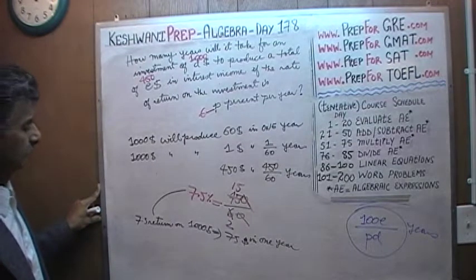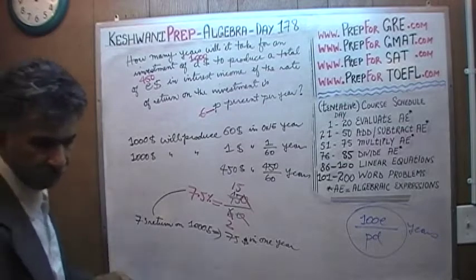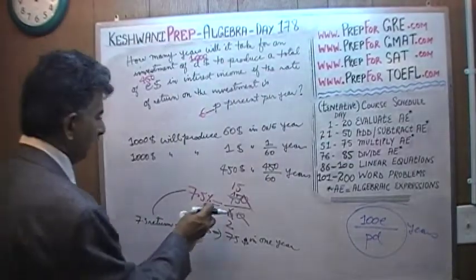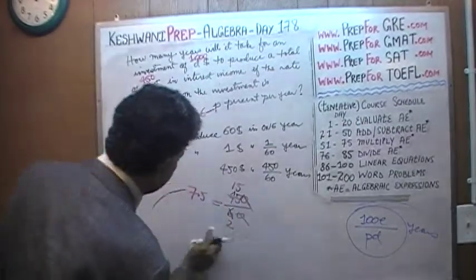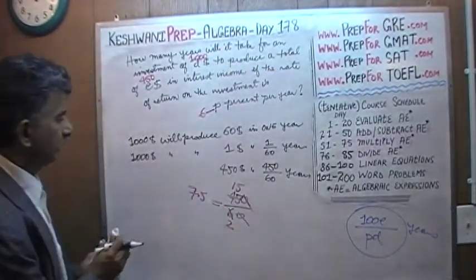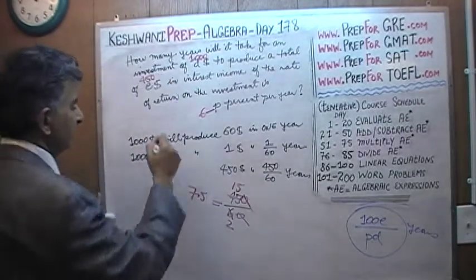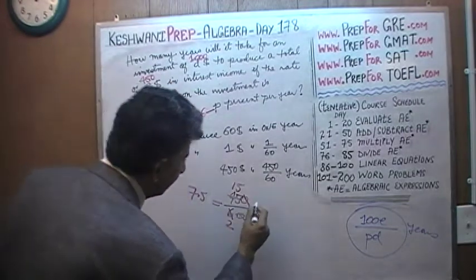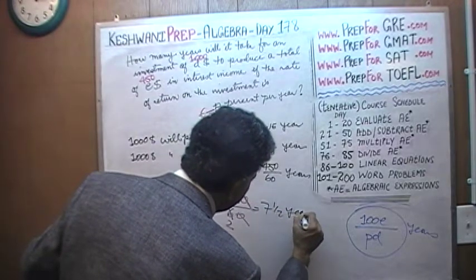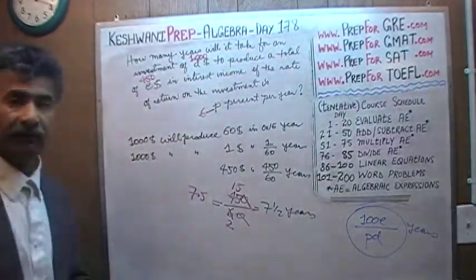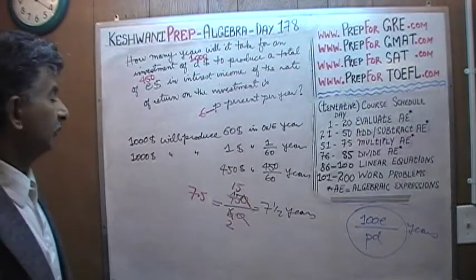Oh no, this is not percentage, this is 7.5 years. I'm not paying attention. It's very important that you know what you're doing here. We were solving for how many years. The answer is how many years will it take? It will take 7.5 years, apparently, to earn an income of $450.